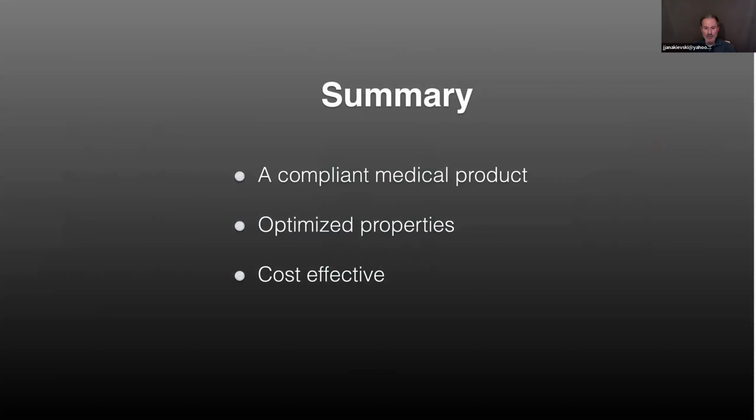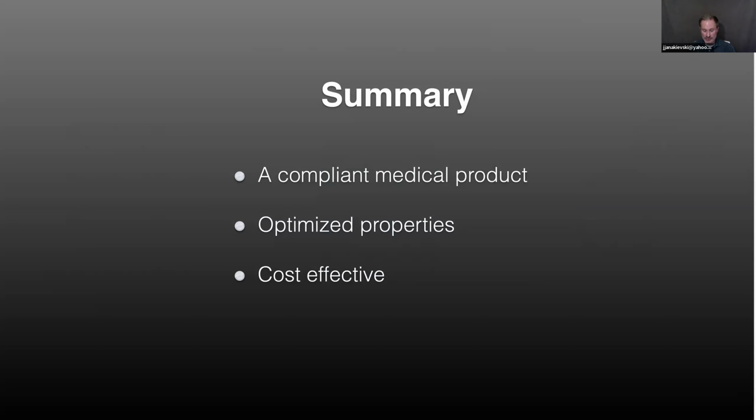So with that, I'll just summarize. This was the reason we wanted to make this product. We wanted to have a compliant medical product for those reasons that I mentioned to you, the concerns that we had. We wanted it to have optimal properties for placement and removal.